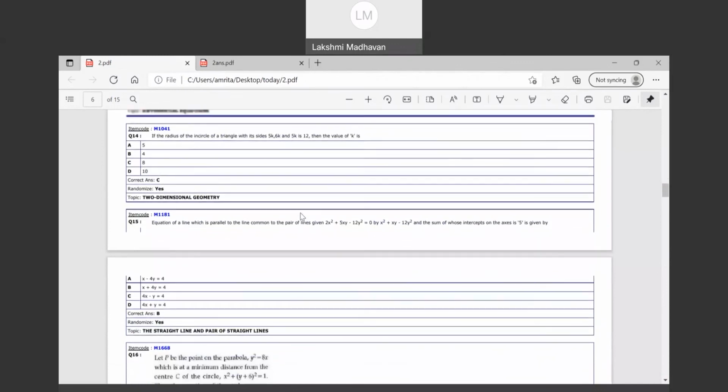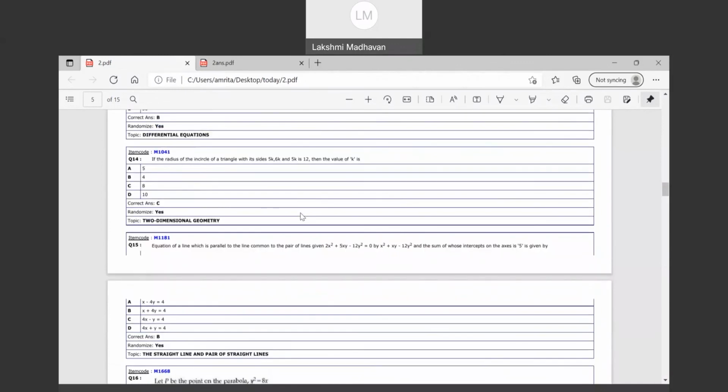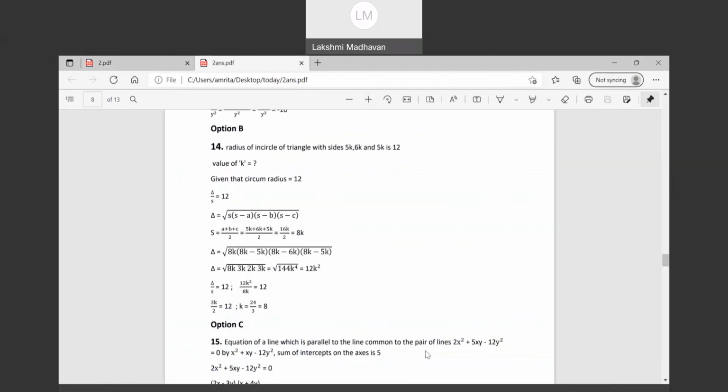Now I think we'll discuss one more question today. So this is question number 15. The equation of a line which is parallel to the line common to the pair of lines given by, the first one is 2x square plus 5xy minus 12y square equal to 0, and the second is x square plus xy minus 12y square equal to 0. And the sum of the intercepts on the axes is given as 5. So we have to find the equation of the line in this question.